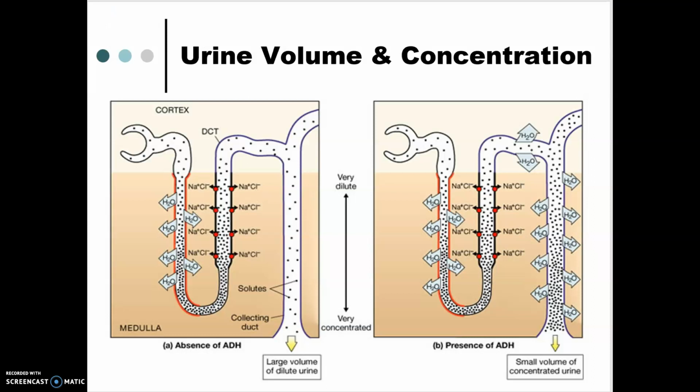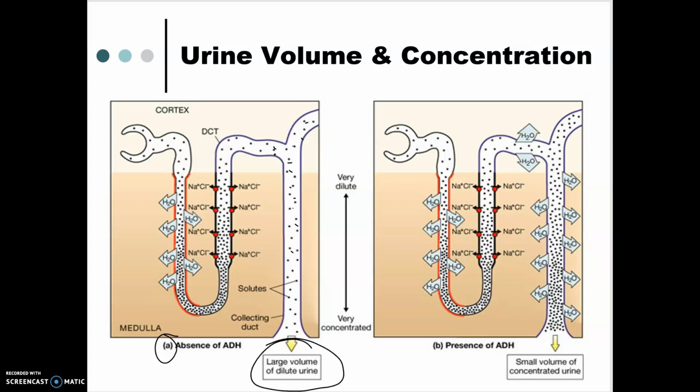So what we'll see here, if we look in the first picture in A, is that this is normal. No ADH is present here. The little particles in our blood show the concentration of particles, solutes, in the peritubular fluid, and this represents basically a normal situation. So if we looked at the urine from this patient, we'd see a large amount of very dilute urine.